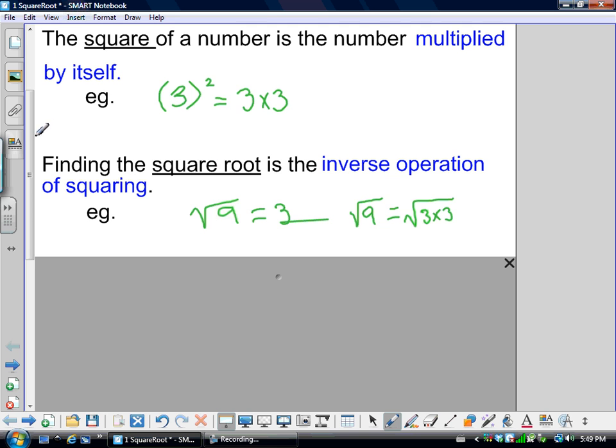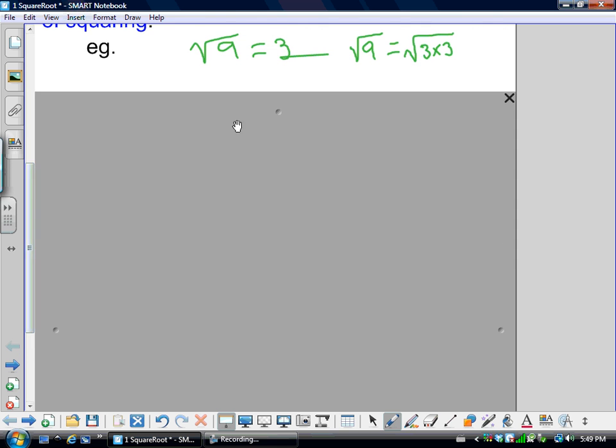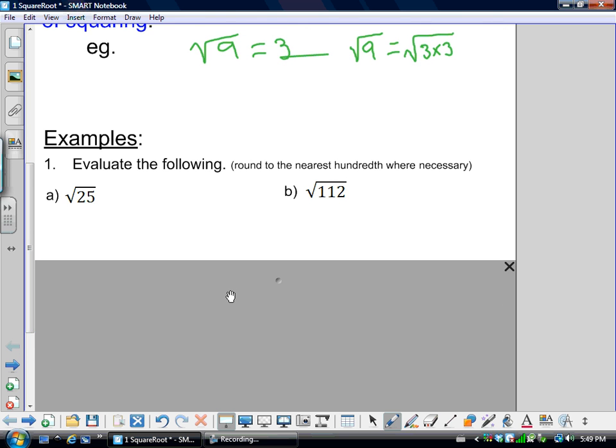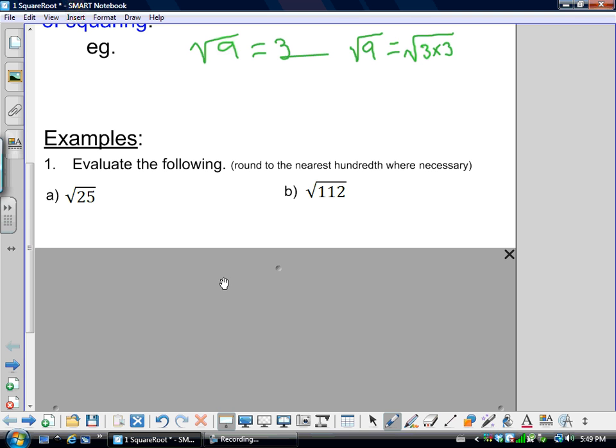Okay, so what kind of examples are you going to be expected to do? Okay, first set, evaluate the following. And it says round to the nearest hundredth where necessary. So sometimes these are not going to be perfect square roots. So obviously the square root of 25 is 5. Now when I come to the square root of 112, obviously that's not a perfect square. So I would take out my calculator and I would actually find the square root of that.